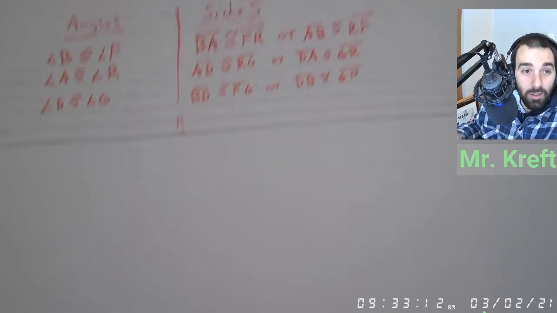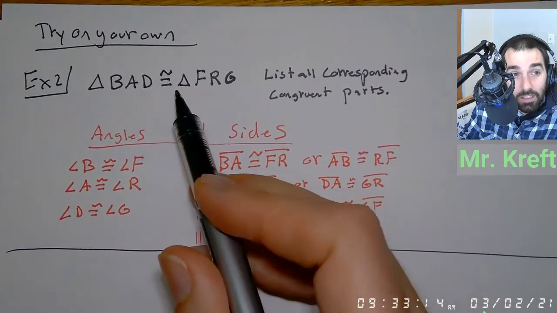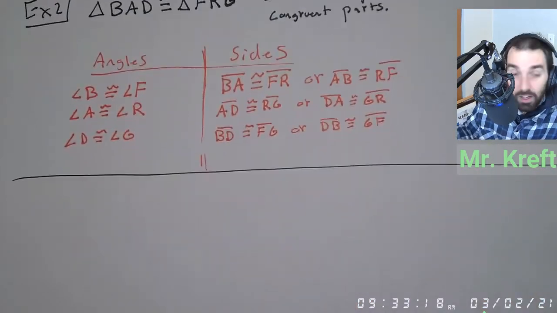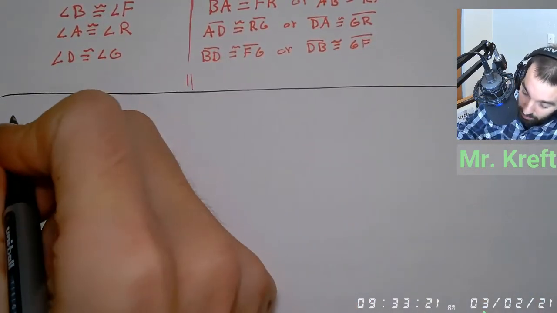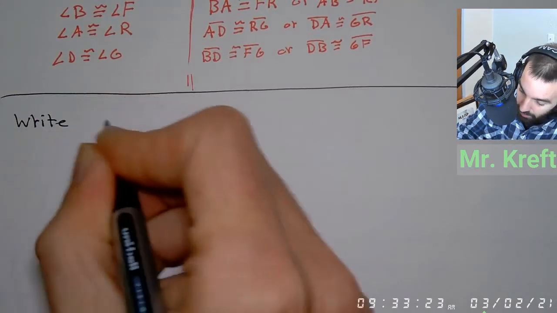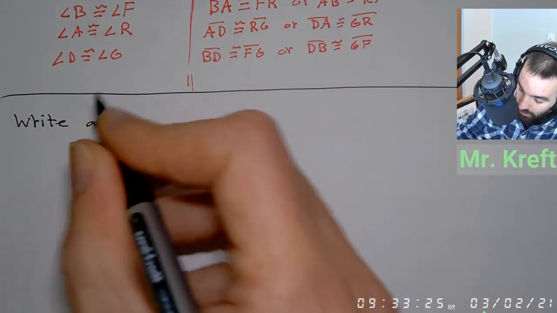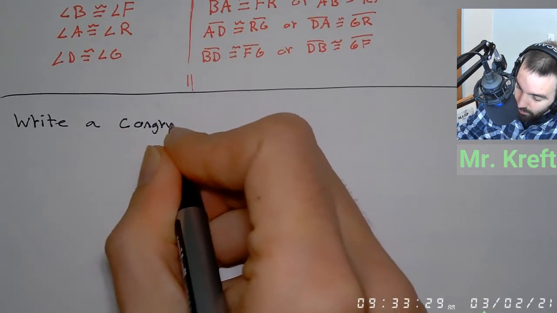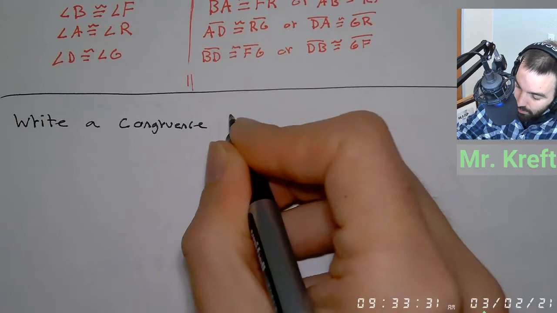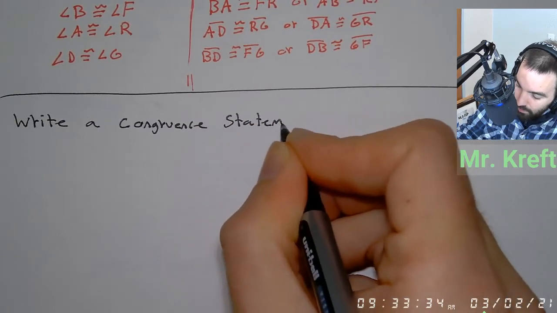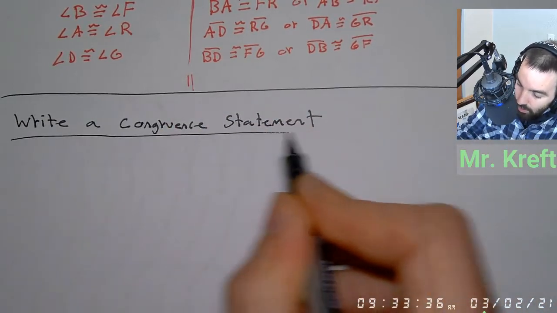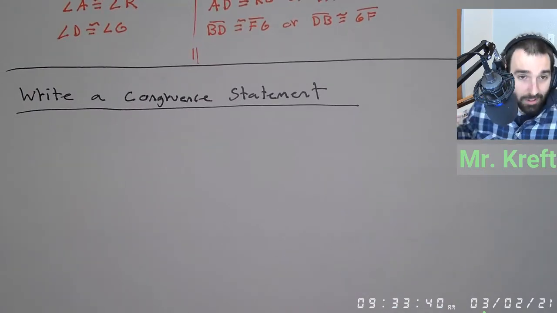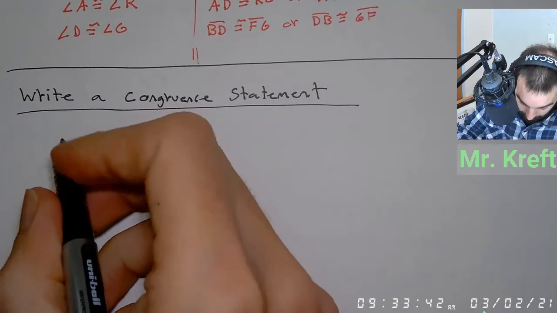Okay. All right, so what we just practiced was, if we're given a congruency statement, then we list all the corresponding parts. The next thing we're going to talk about is how to write a congruency statement, or a congruence statement, as the book says it. So now we're going to write a congruence statement. In fact, I'm just going to have you guys try this on your own.